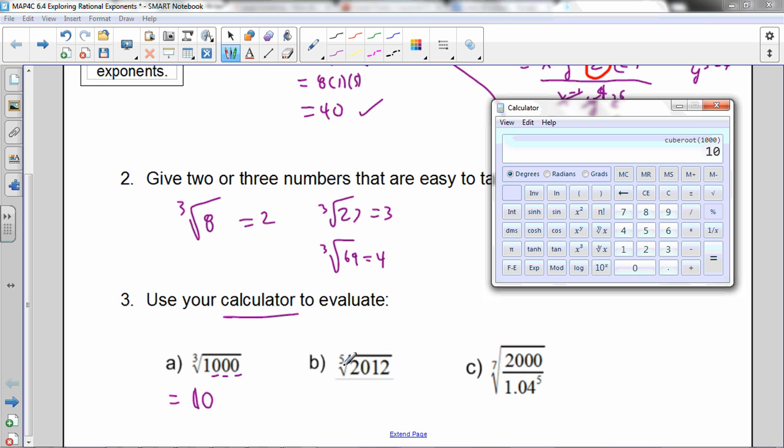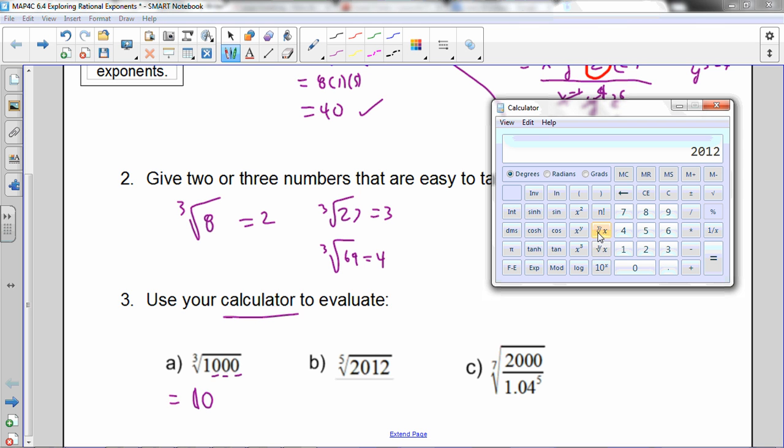This is the fifth root of 2012. On this calculator, I know I have to put whatever's underneath the root into my calculator first. Oops. And then somehow, the zero button is not working here. 0, 1, 2. Somehow get it to do the fifth root. Notice there's no fifth root button.